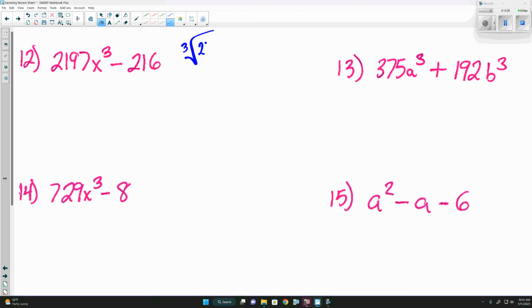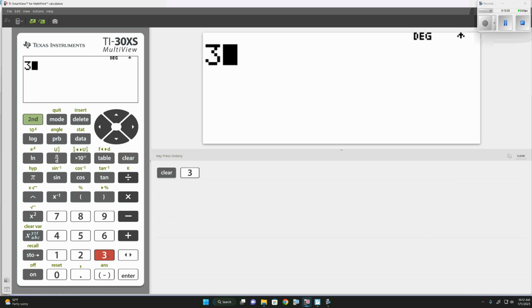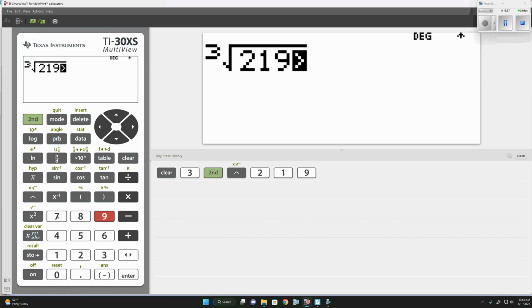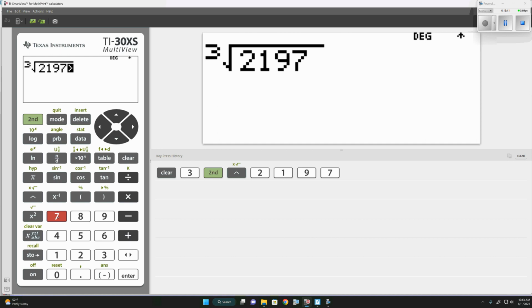Cubed root of 2,197 x cubed and the cubed root of 216. So you can grab the calculator, either one. Let me say 3 second cubed root, 2,197, I believe. 2,197 is 13. So it is a perfect cube.